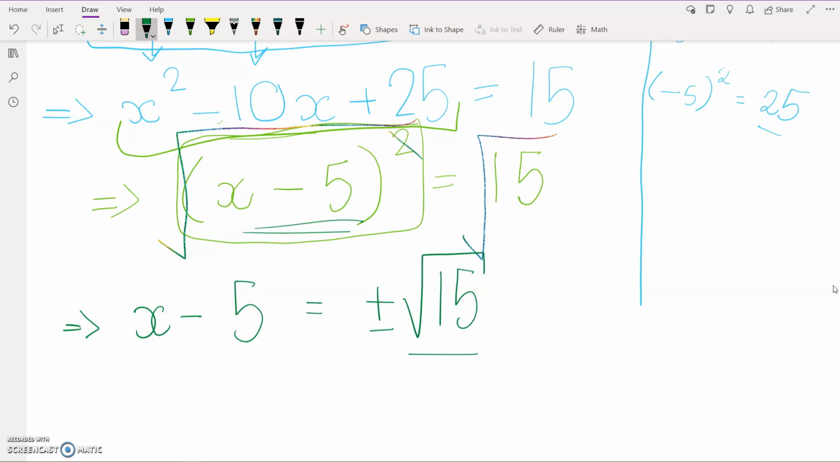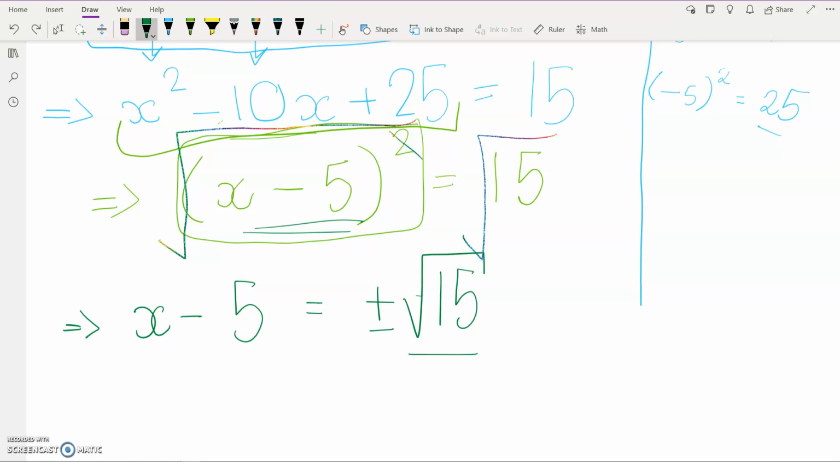Now, obviously, we can't simplify the square root of 15 that much because 15 is just 3 times 5, and 3 and 5 themselves are prime numbers, so we can't simplify that much further. But we must always remember that when we take the square root of a number, there are two roots, right? There are always two square roots. There's always the plus and the negative.